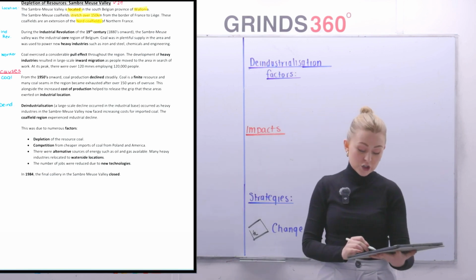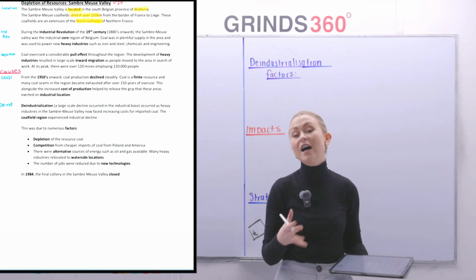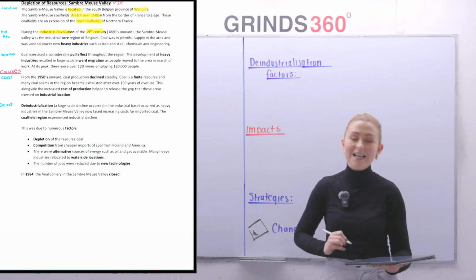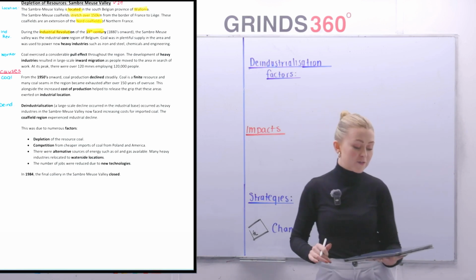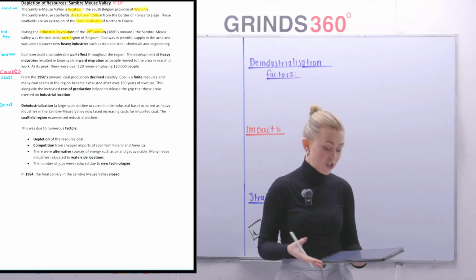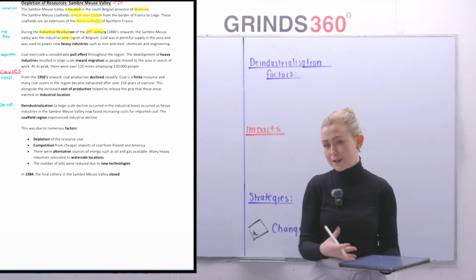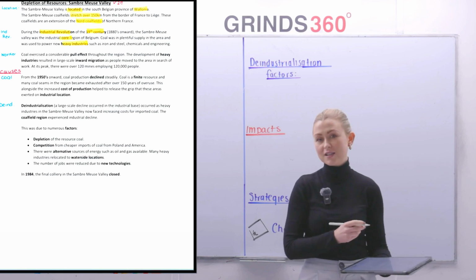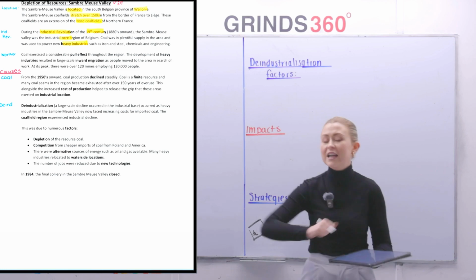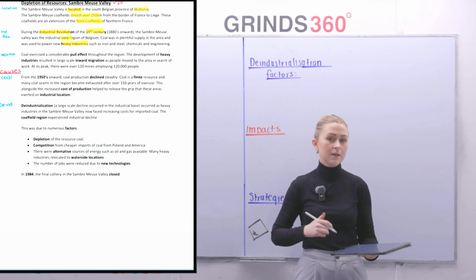So during the Industrial Revolution, highlight for me, Industrial Revolution, and highlight 19th century. The 19th century, or 1880s onwards. The Sambre-Meuse Valley was an industrial, highlight the word, core region. An industrial core region in Belgium. Coal was in plentiful supply in the area and it powered, highlight, heavy industries. It powered new heavy industries such as iron, steel, chemical, engineering in the region. That's why it prospered. So what about workers?